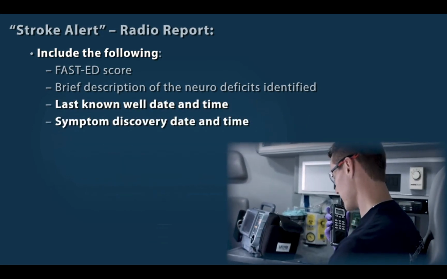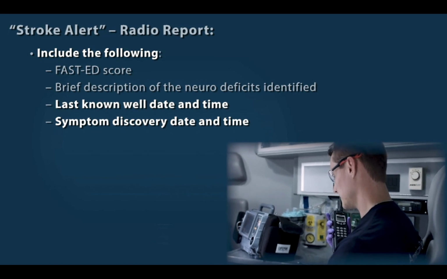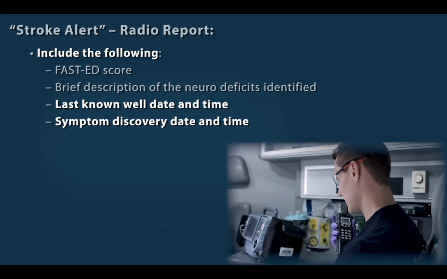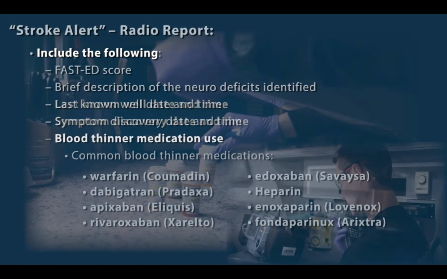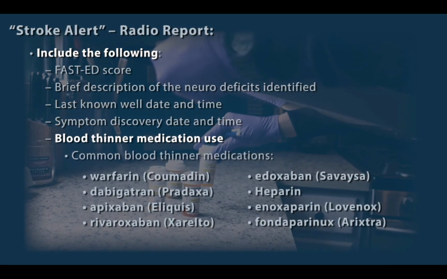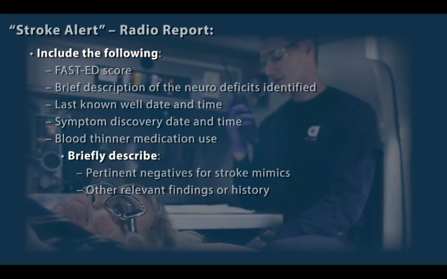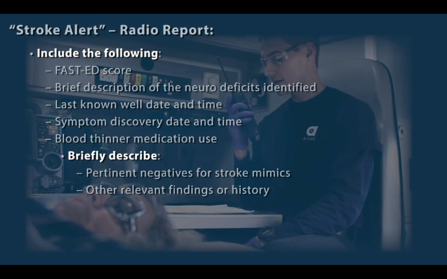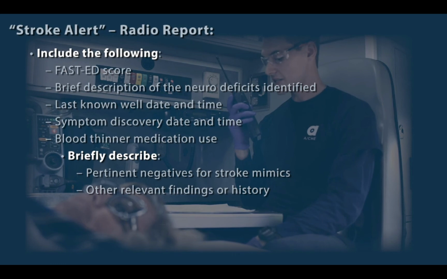Also, provide a last known well date and time, as well as the date and time of stroke sign and symptom discovery. Include any blood thinner medication use, as well as the date and time of the patient's last dose, if applicable. Provide a brief description of pertinent negatives for stroke mimics and other relevant findings or history. For example, reporting the patient was negative for a seizure at stroke onset.